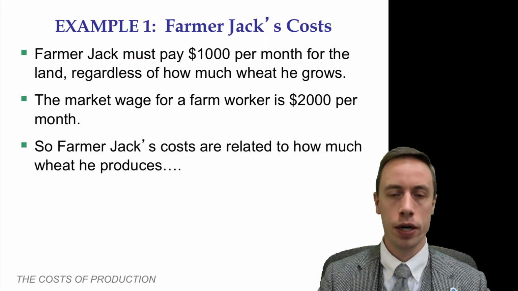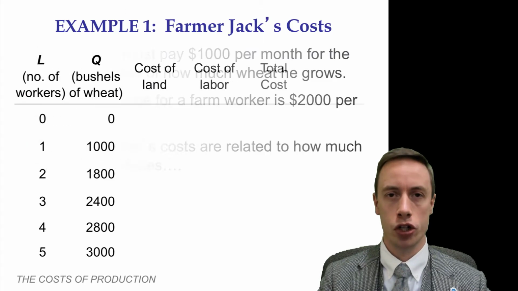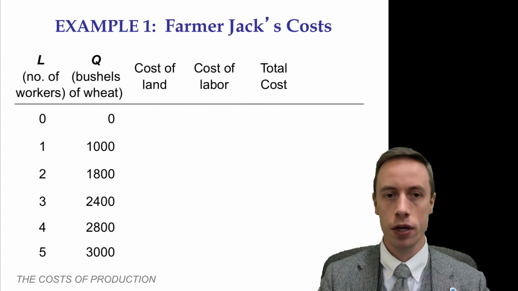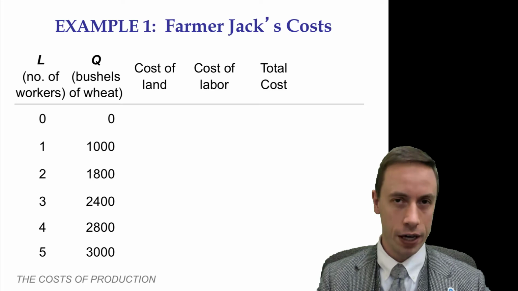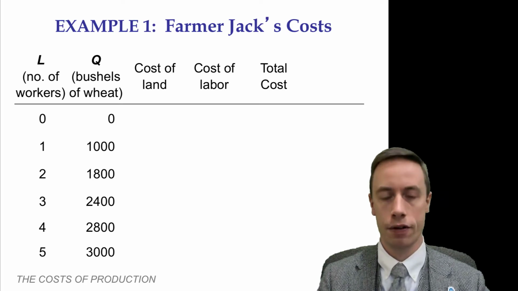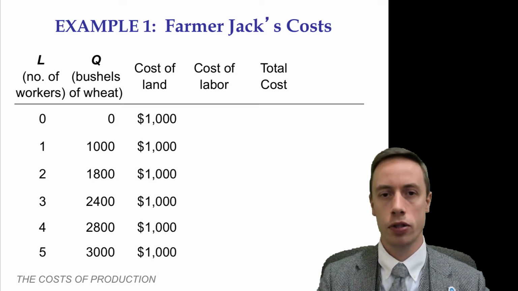We then go back to the production function and add the cost of each resource into additional columns. So here we are again with Farmer Jack's production function. 0 to 5 workers, 0 to 3,000 bushels of production. So what about the cost of the land? Well, the land is always the same. 5 acres, $1,000 he's paying for it. So that's going to be $1,000 all the way down.